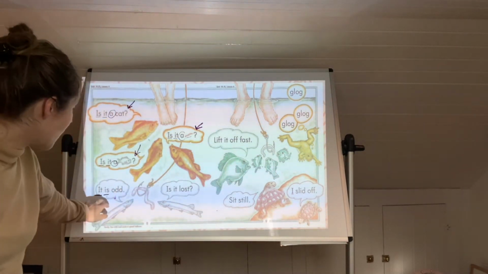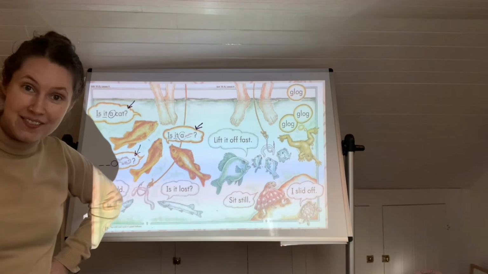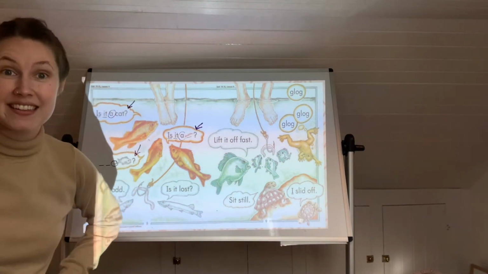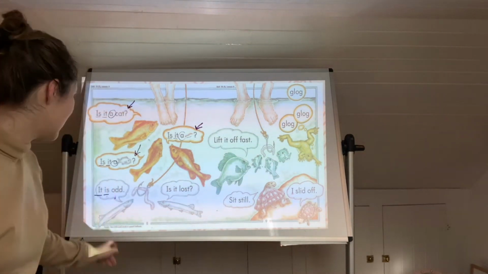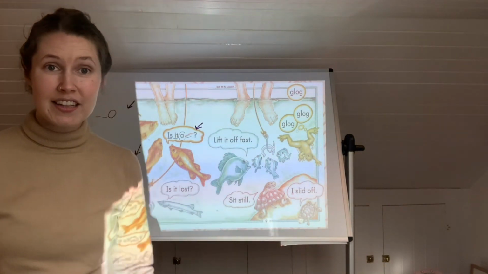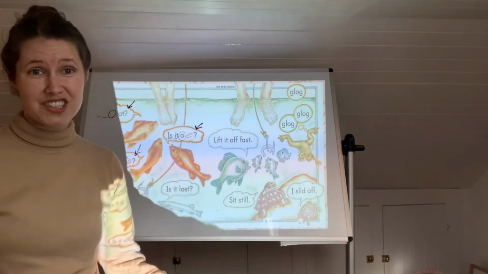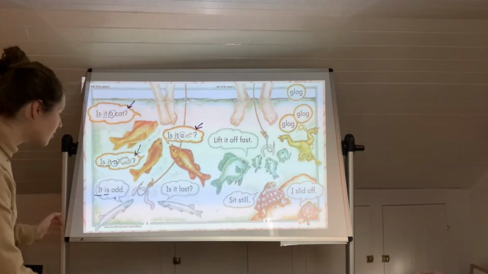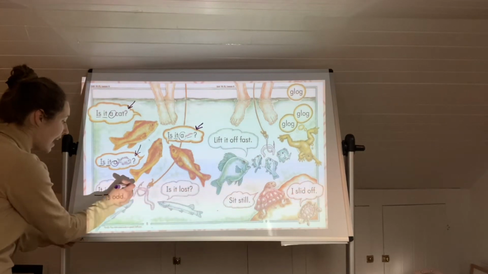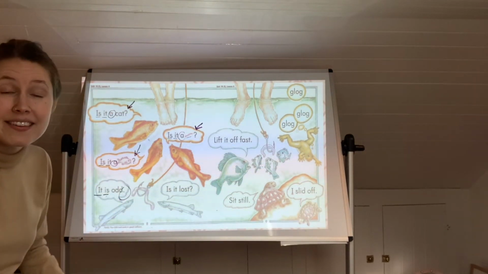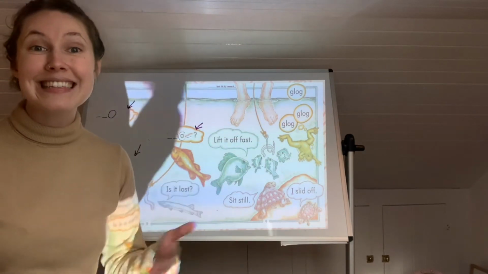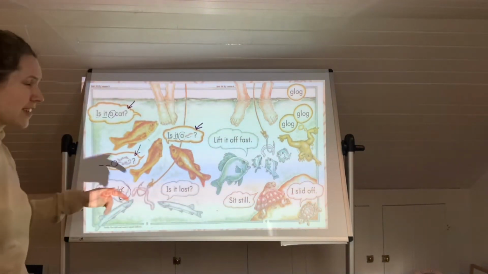Now, what kind of sentence is this fish saying? It's making a declarative sentence. It's giving us information. It is odd. It's not asking a question. It's just telling us it is odd. These toes are odd. I also can tell because it has a period at the end instead of a question mark. That means it's not asking a question. It's giving information. It is odd.